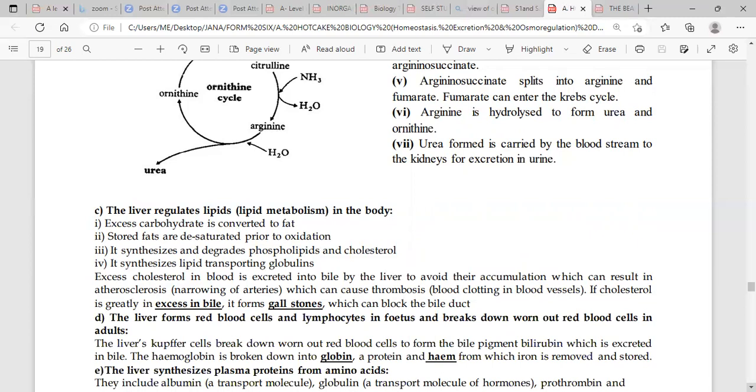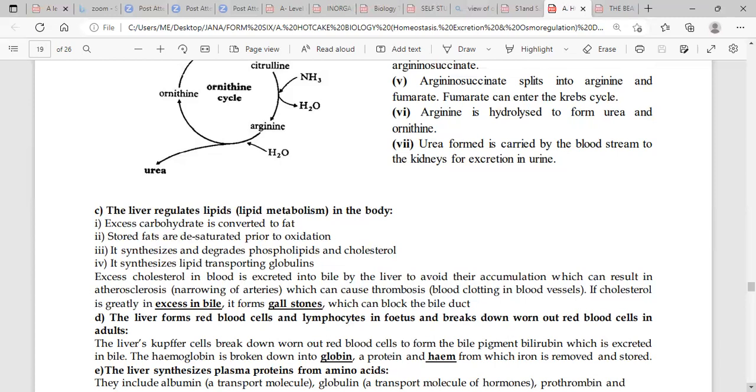These should not accumulate in the body. It synthesizes lipid transporting globulins. And once there is excess cholesterol in blood, it is excreted into bile by the liver to avoid accumulation, which can result in atherosclerosis, that is narrowing of the arteries. These cholesterol levels should not be allowed to accumulate, because once they accumulate, you expect narrowing of the arteries, which will result in high blood pressure, which we call atherosclerosis.